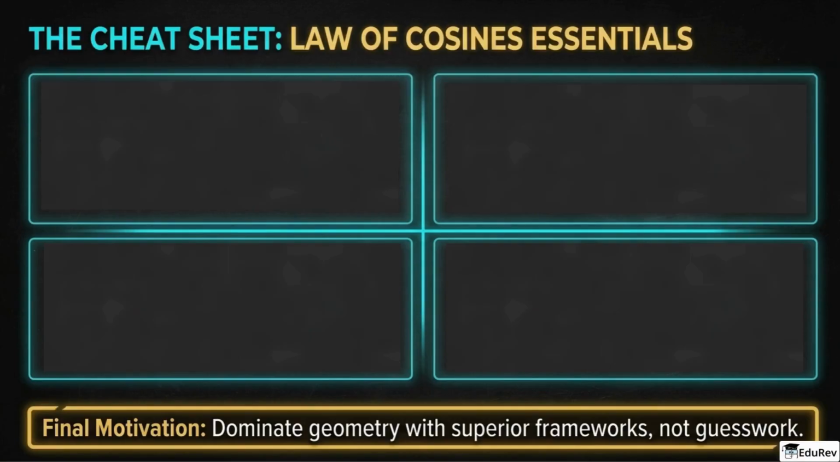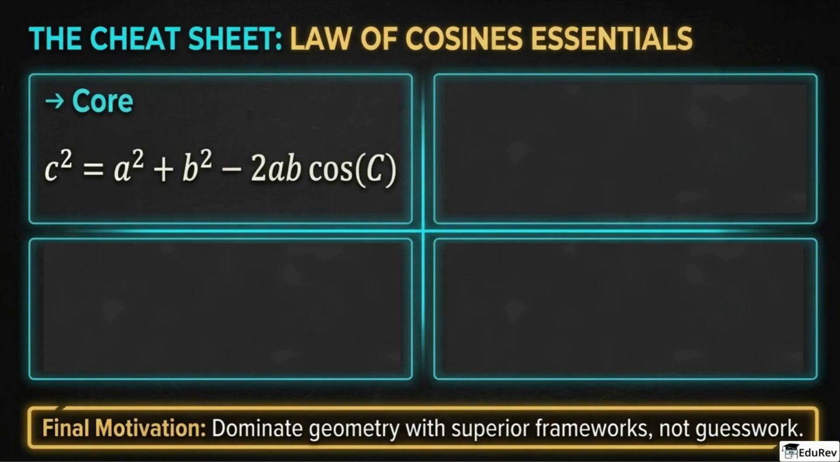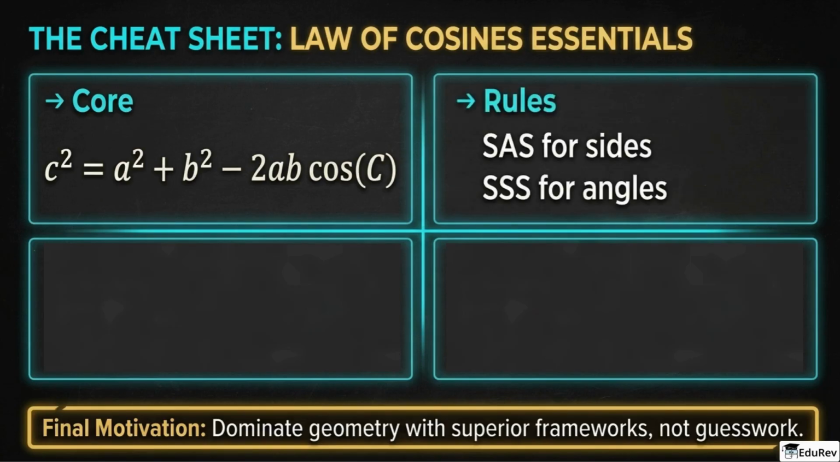The cheat sheet ties the whole chapter together in one compact memory block. The core formula is c squared equals a squared plus b squared minus 2ab cosine C. The rule is SAS for sides and SSS for angles.